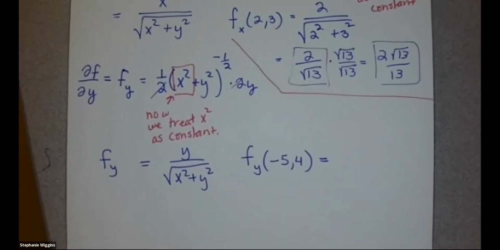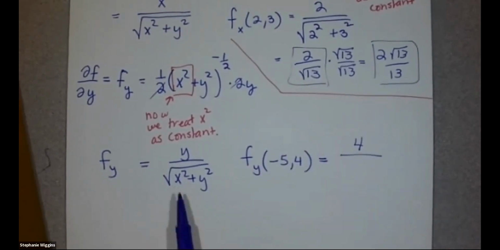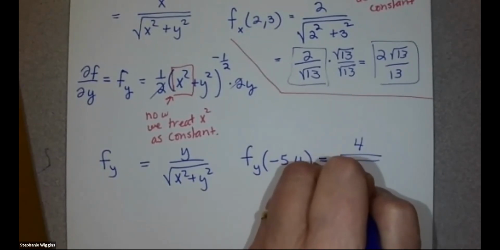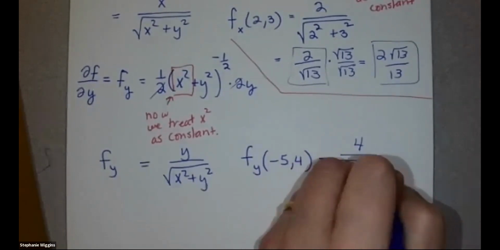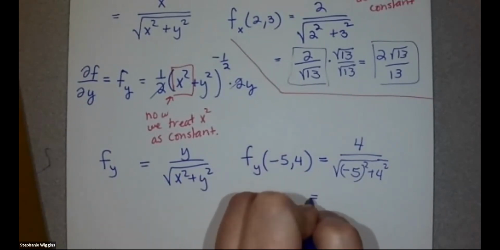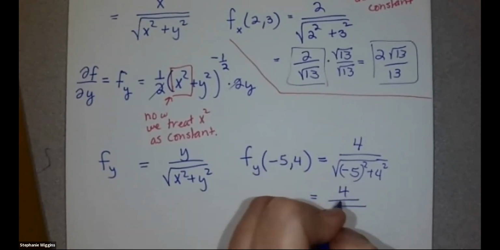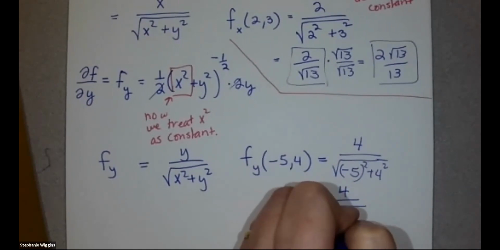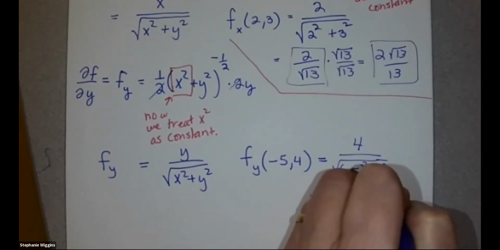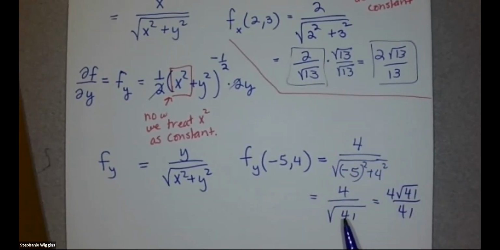And so that becomes, the y is 4, and then the square root of negative 5 squared plus 4 squared. Let's see, 25 plus 16, 41. And you can write that as 4 square root of 41 over 41. But like I said, they accept either answer.